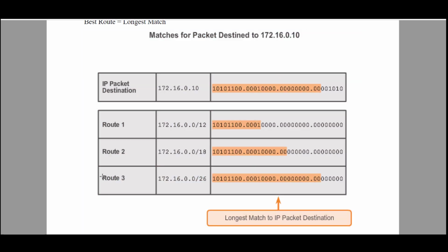Your router will select this particular path. This is the meaning. So for sending this particular packet, which path will be selected: route 1, route 2 or route 3? You have to convert the destination IP address into binary, and whichever is the longest match, that route will be selected by your router. This is a very, very important question from the exam point of view.